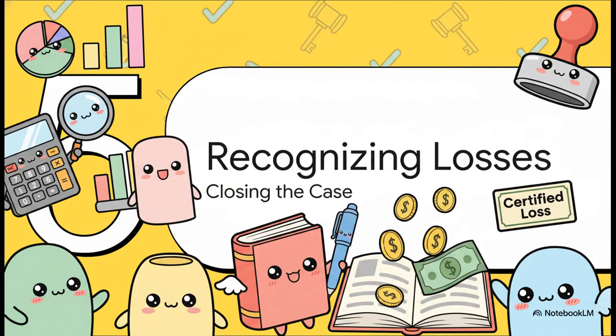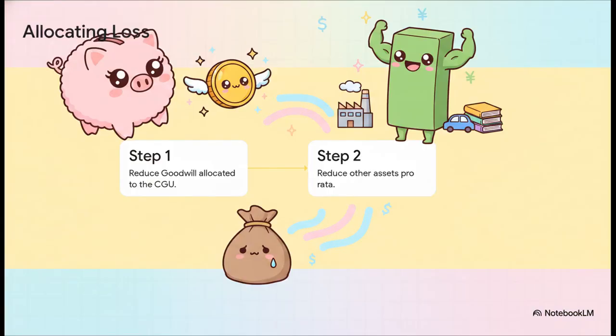All right, Section 5, Recognizing and Reversing Losses, Closing the Case. So, once we absolutely confirm the carrying amount exceeds the recoverable amount, it's time to face the music and update the books. If we're dealing with a whole CGU, we use a very strict execution playbook. Step 1, goodwill takes the very first hit. You reduce any allocated goodwill completely down to 0. Step 2, if there is still a loss left over, it gets distributed proportionally, or pro rata, to all the other assets in the unit based on their carrying amounts.